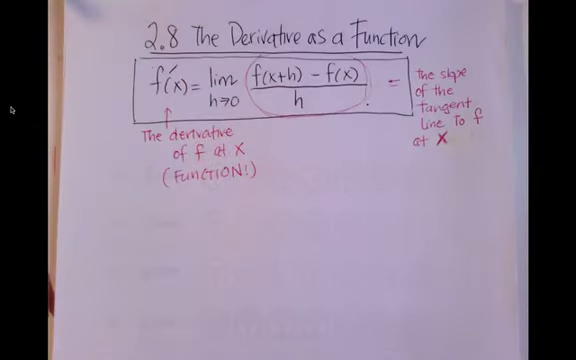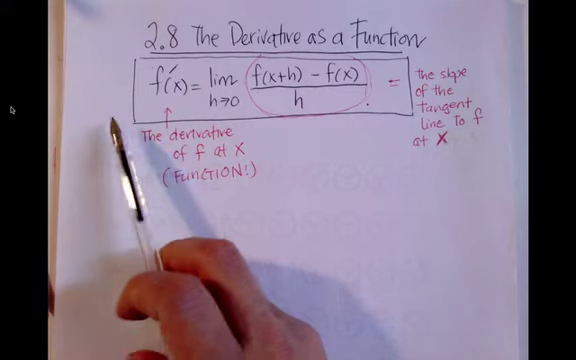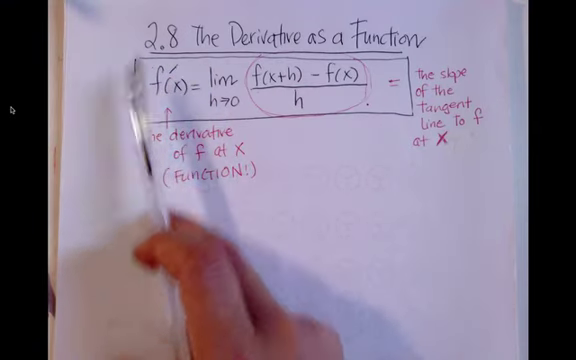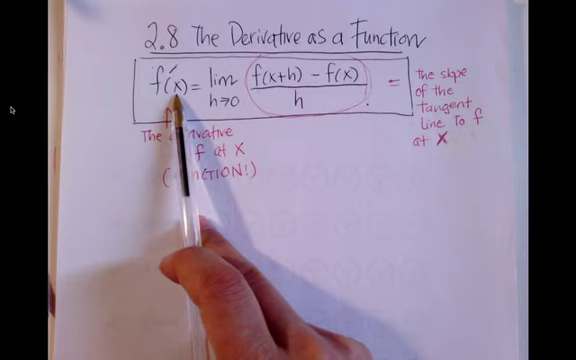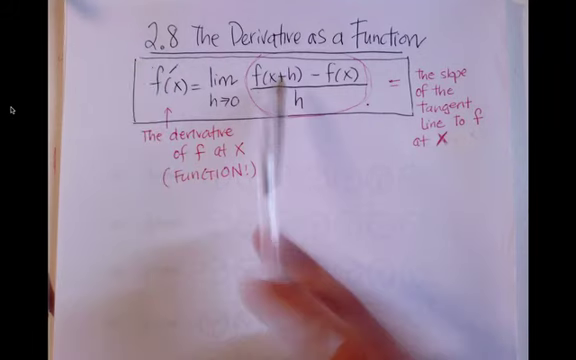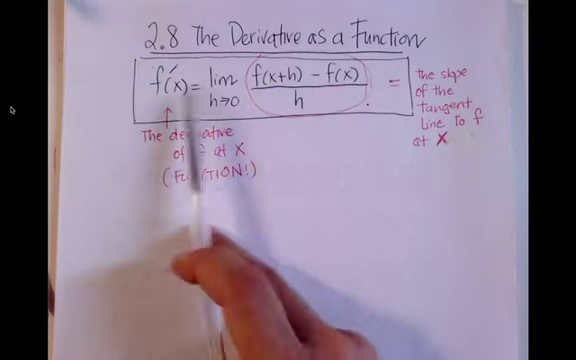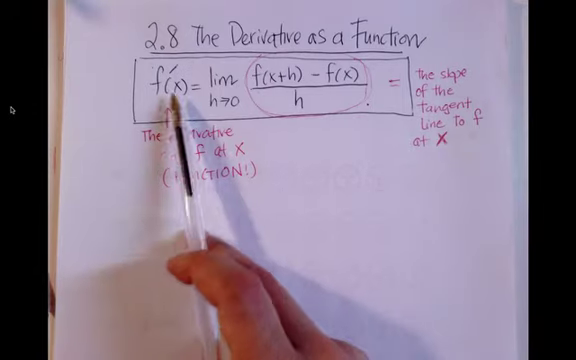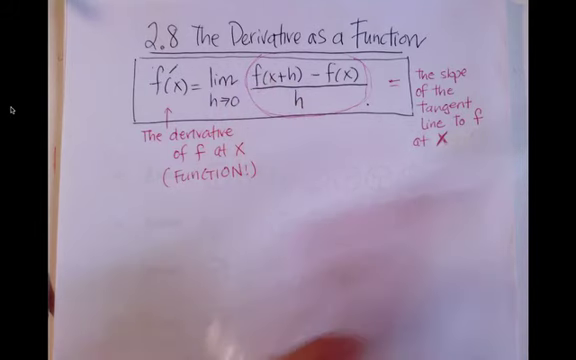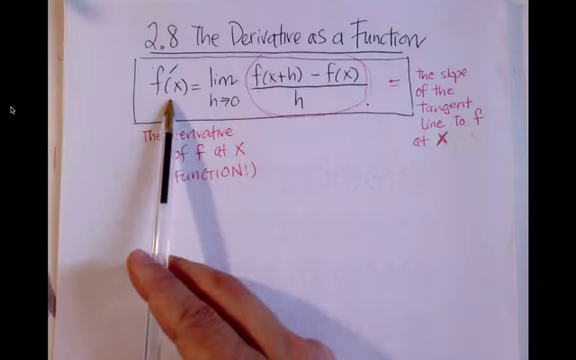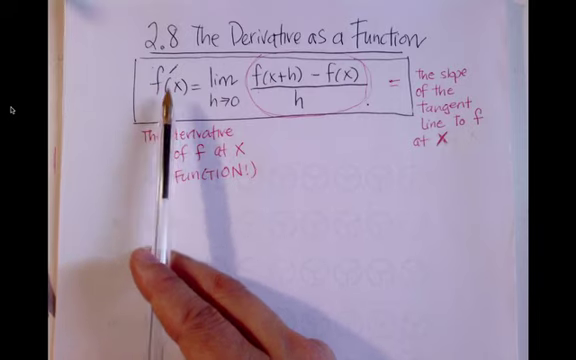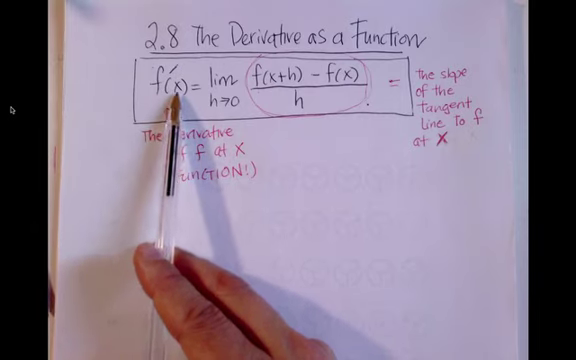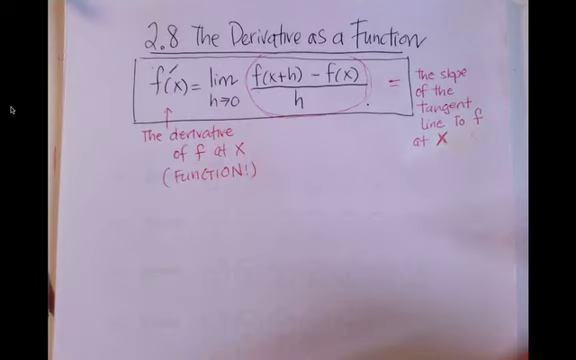Section 2.8 is the derivative as a function. If you recall, in section 2.7, we defined the derivative at a real number a, and it looked exactly like this, except for we had the number a here, here, and here. In section 2.8, we replaced the number a with the variable x, and we think about the derivative as a function defined on various values of x as long as this limit is defined.